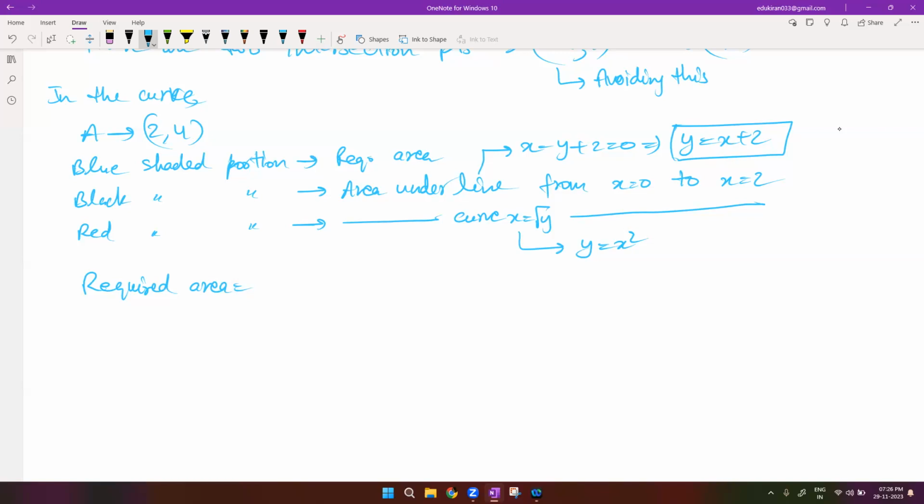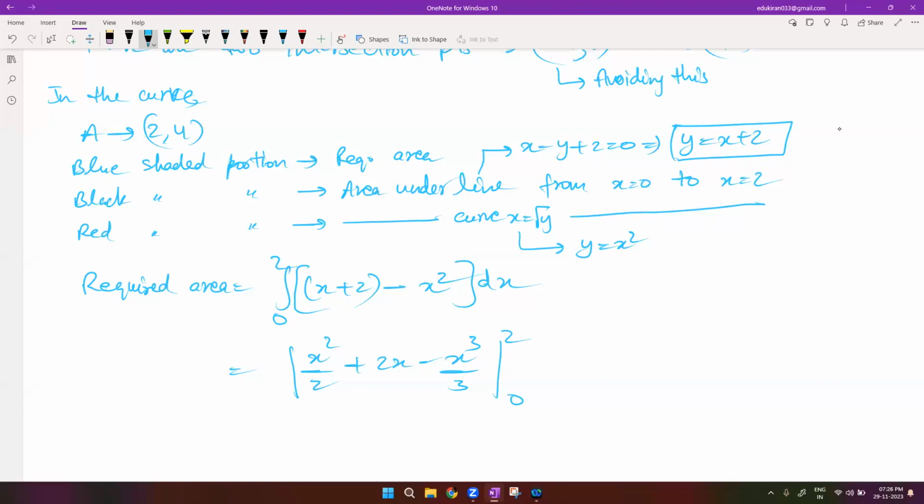So you know both of the functions. How to find out the area? Take the upper curve. The upper curve is x plus 2. Subtract the lower curve, which is x square, and integrate them from 0 to 2, because that is the portion that we need to find out. Now we can easily do this. The integration will be x square by 2 plus 2x minus x cube by 3, and the limits are from 0 to 2.